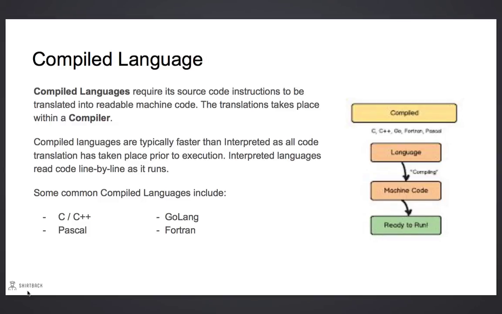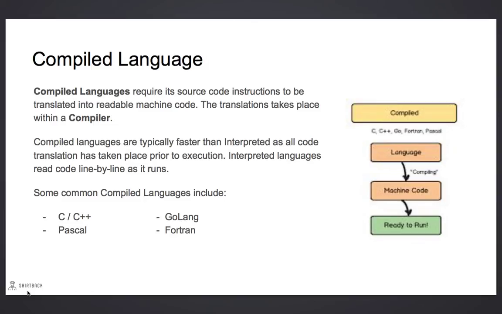Compiled languages are those that require their source code to be translated into readable machine programming code. The translations take place in a software program known as a compiler. Compiled languages will typically run faster than interpreted languages. This is because all code translation takes place prior to executing the code. Interpreted languages will read the code line by line as they run the program.